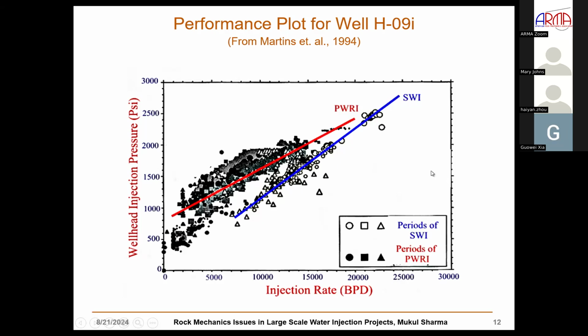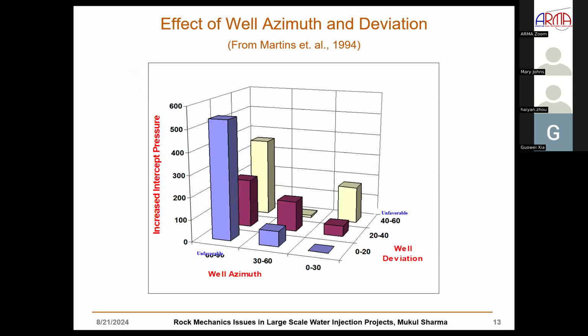At this point, we were having discussions every 6 months with our GIP members, and this was something that came up as being an important consequence of fracturing these injectors. They also noted, and I'm not going to go into the details here, that the deviation and the azimuth of the wells played an important role in controlling what the injection pressures were.